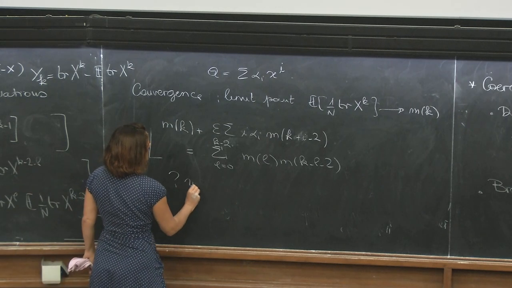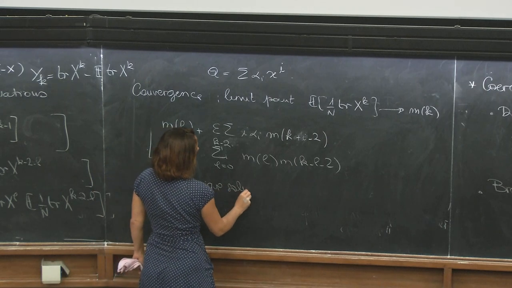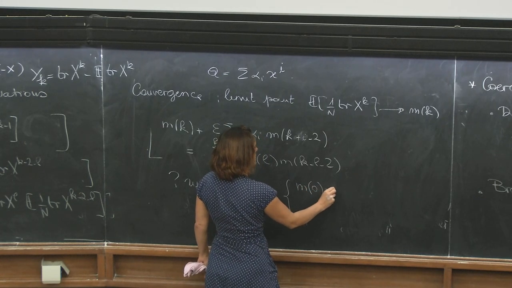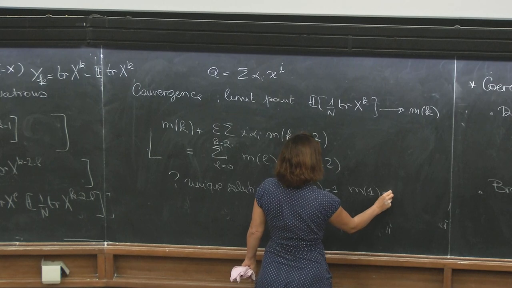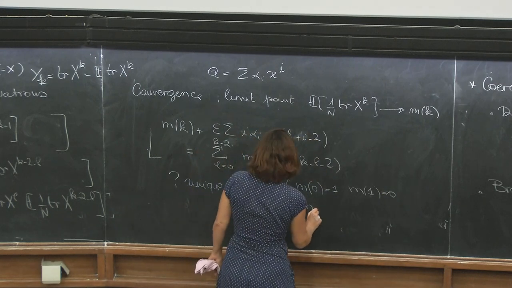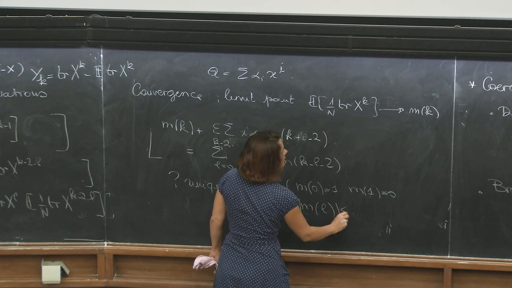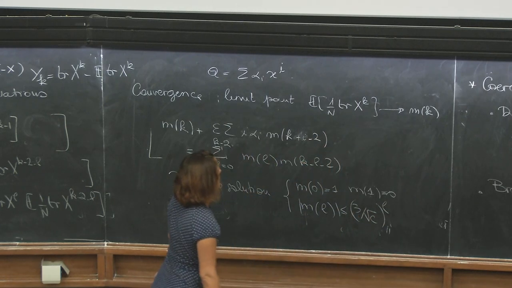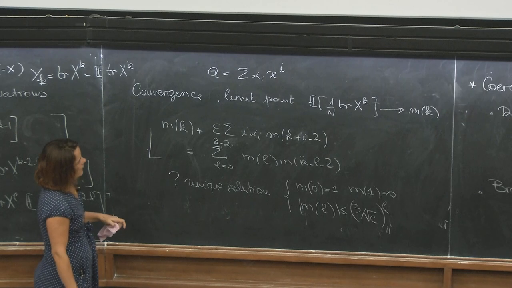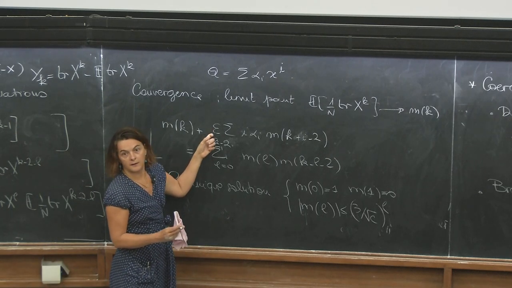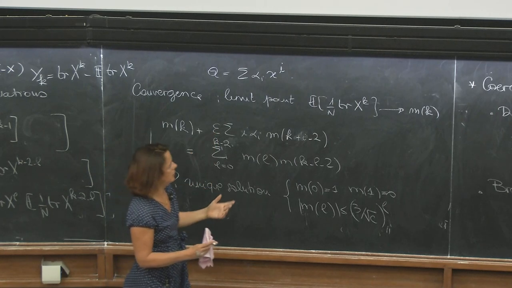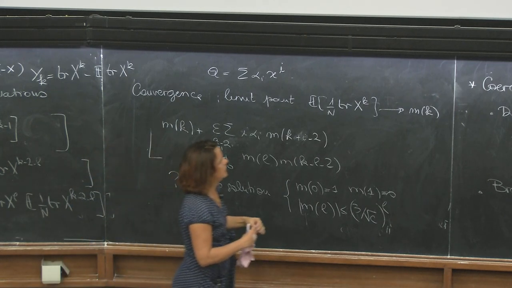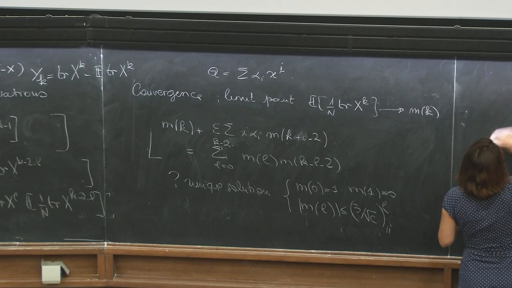So the question is: unique solution. And you know something more. Because it's trivial, m_0 is 1, m_1 is 0. And you also know that, a priori, you had this bound, that this was smaller than this thing over there. And to prove uniqueness, you know that there is a unique solution when epsilon is 0, so it's really a perturbative argument. The idea is just to assume that you have two solutions and show that it's impossible, provided epsilon is small enough.